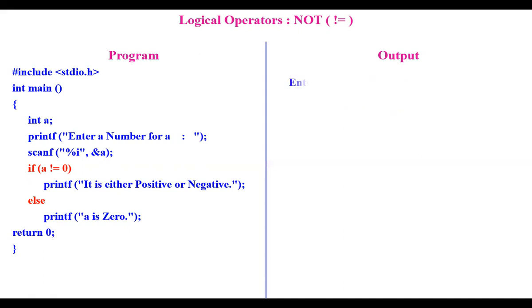Next, compile and run it again. Suppose we have given a negative value. It says the same thing because it doesn't know whether it is positive or not, but it is not 0, that is sure. So it is happening here. Next, suppose we have given 0, then it says A is 0, right? So like this, the logical NOT operator can be tested.